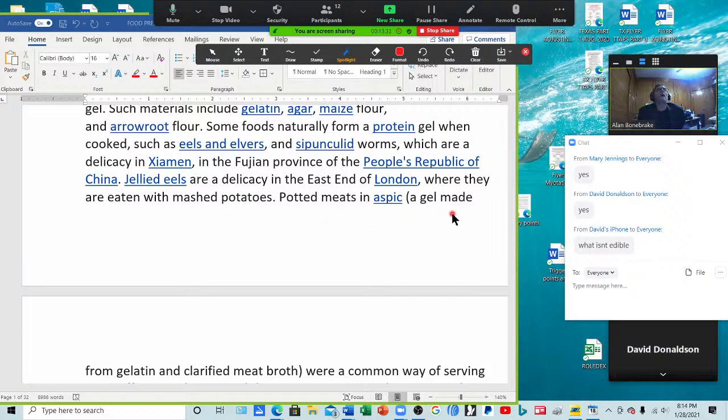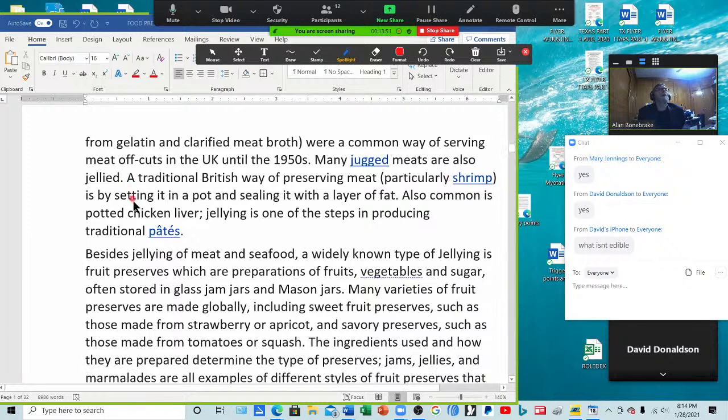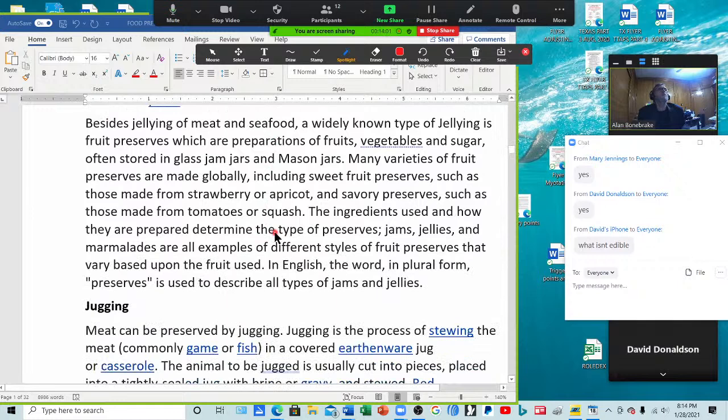Potted meats and aspic, a gel made from gelatin and clarified meat broth, were a common way of serving meat offcuts in the UK until the 1950s. Many jugged meats are also jellied. A traditional British way of preserving meat, particularly shrimp, is by setting it in a pot and sealing with a layer of fat. Also common is potted chicken liver. Gelling is one of the steps in producing traditional pâtés.